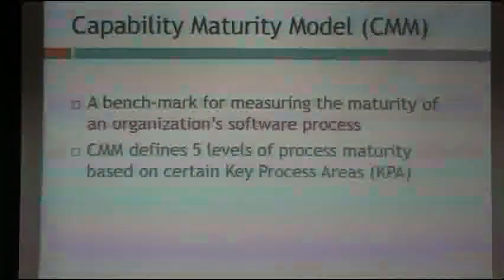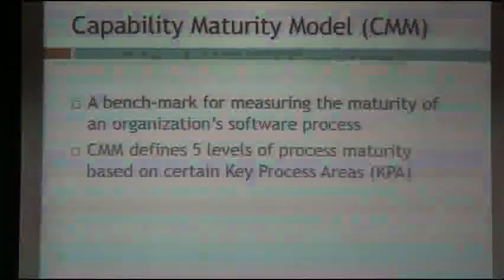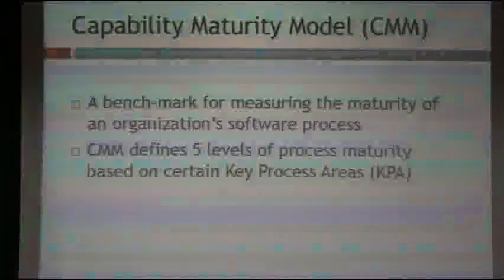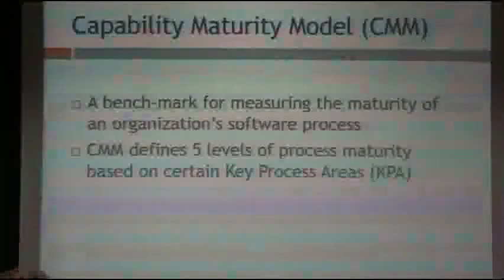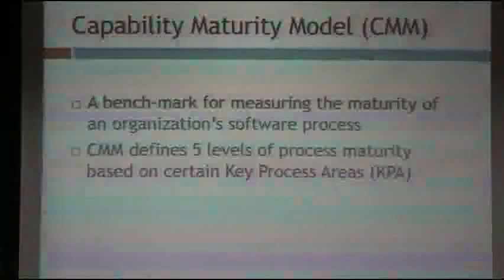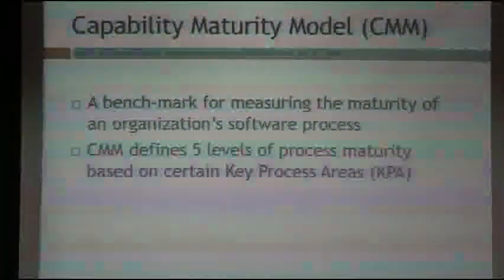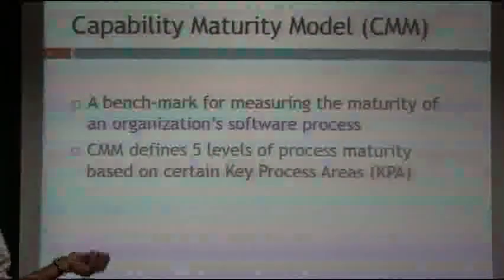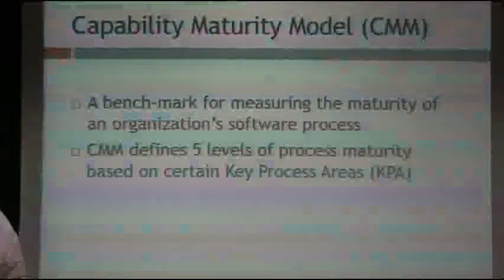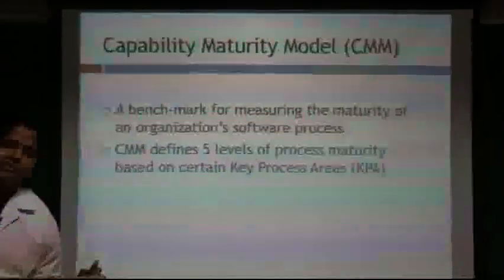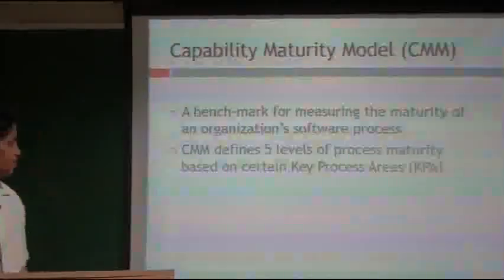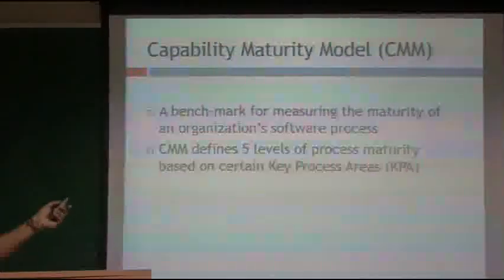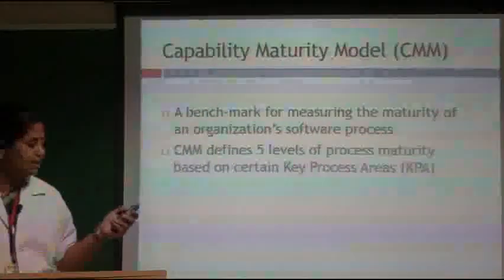And the final model is the CMM model, the Capability Maturity Model. This is also an old traditional model. You just want to know the importance of this model: a benchmark measuring the maturity of an organization's software process. This is not a development lifecycle model. After developing, it checks whether the software was developed correctly; it is a kind of benchmarking model. The CMM model has 5 maturity levels based on certain key process areas.